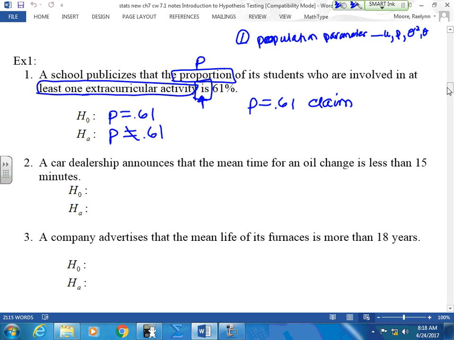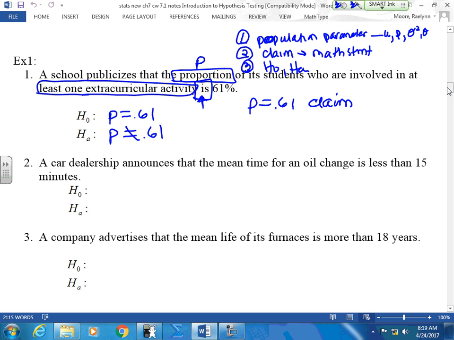In case you're confused, I'm on page 350. This is what I'm looking for. Find first, make a math statement, find your claim. This is your math statement. The next thing I do is separate my HO and HA.